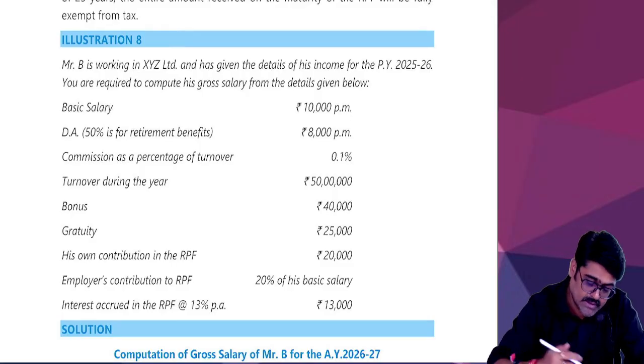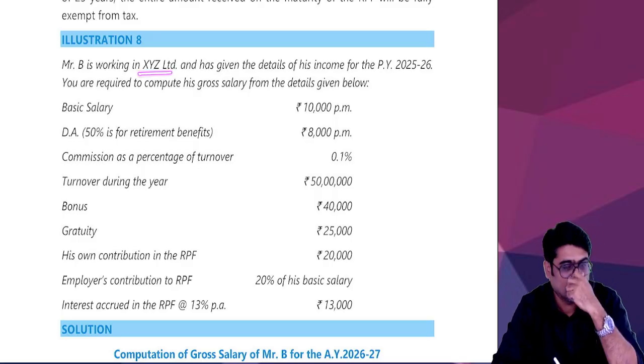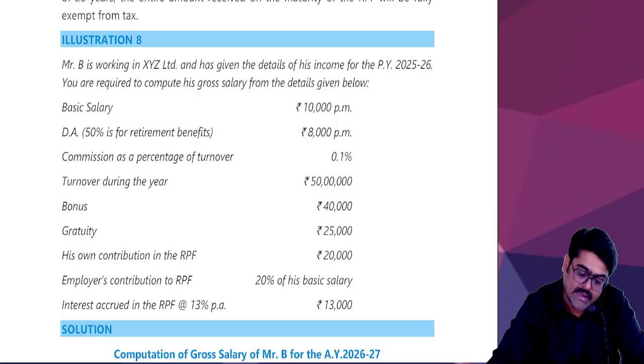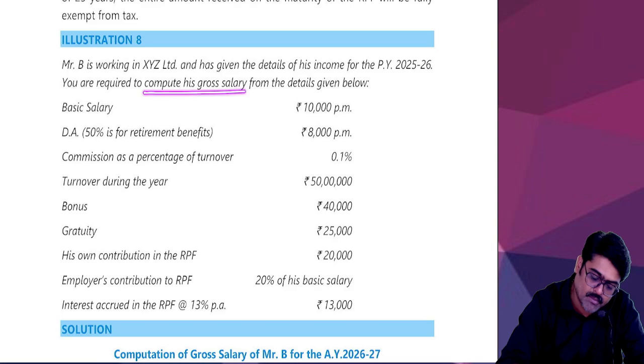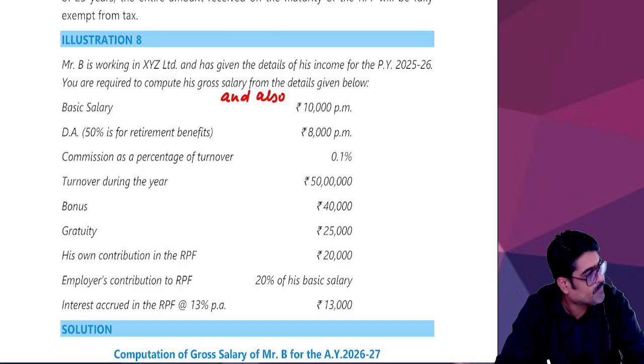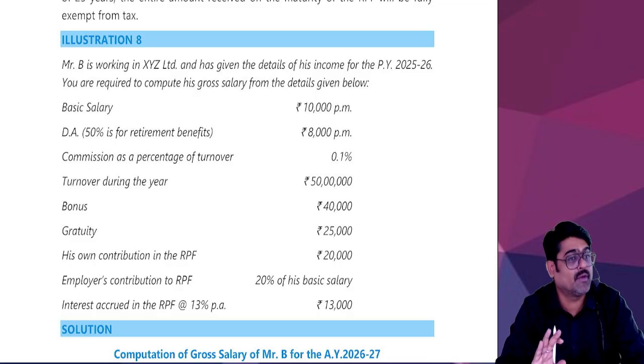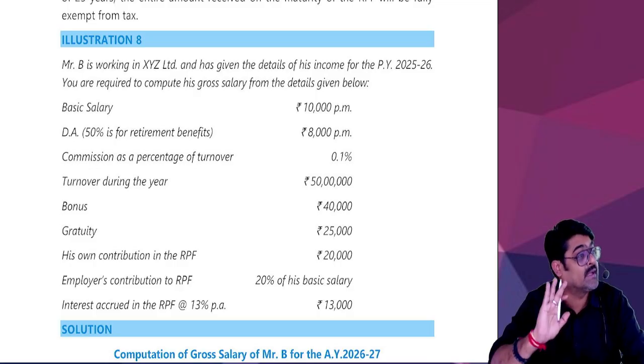Now pay attention. Mr. B is working in XYZ Limited and has given the details of his income for the previous year 25-26. You are required to compute this. Write down. And also the net taxable salary. Don't just calculate the gross salary, we'll calculate the net taxable salary, the final income under the head salary.